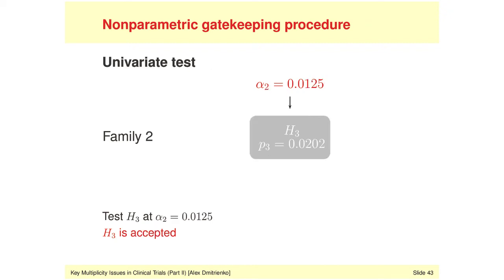The decision rule applied within the secondary family is quite straightforward, of course, because it's based on a simple univariate test. Since only half of the alpha is available to us at this stage of the testing algorithm, this local significance level will be applied to the only hypothesis in the secondary family. The p-value corresponding to that hypothesis is 0.0202. This p-value is not significant at the alpha level given by alpha 2, and as a result, we conclude that the secondary hypothesis H3 cannot be rejected. It will be accepted by the nonparametric gatekeeping procedure.